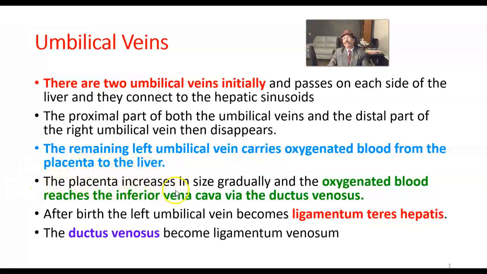The placenta increases in size gradually and the oxygenated blood reaches the inferior vena cava via the ductus venosus. After birth, the left umbilical vein becomes ligamentum teres hepatis, also called the round ligament of the liver. The ductus venosus becomes the ligamentum venosum. So initially we have the duct, then the duct is closed and we get the ligamentum venosum.